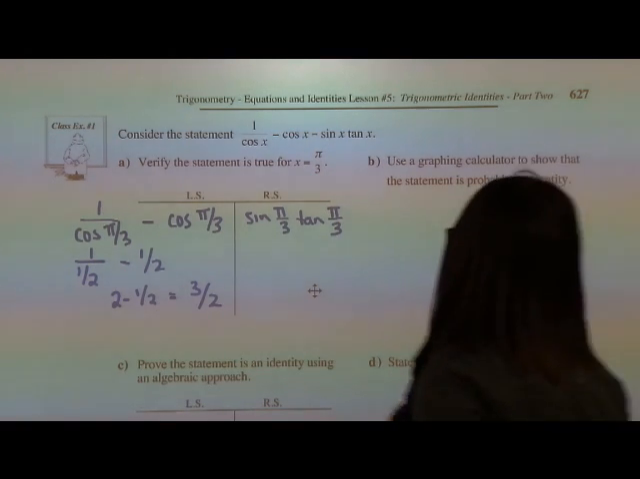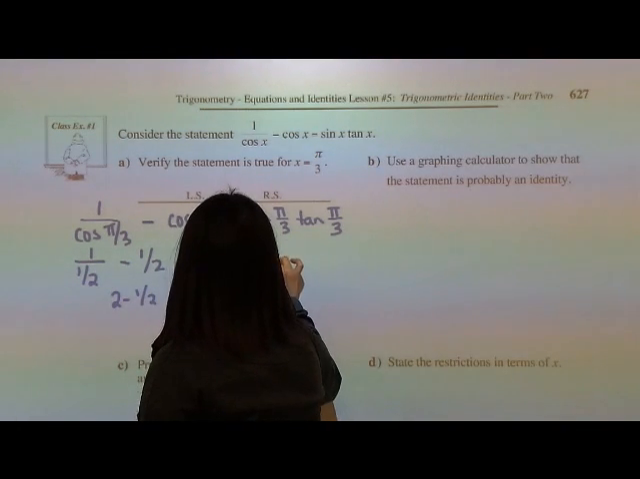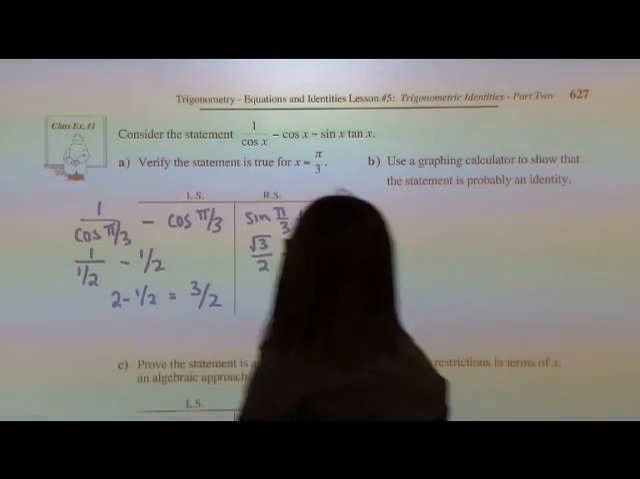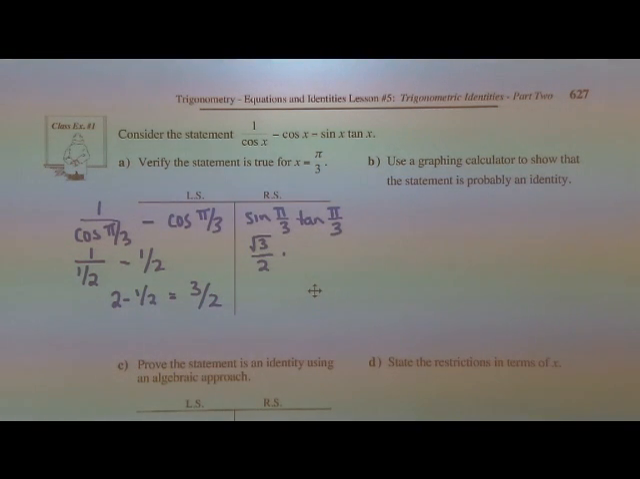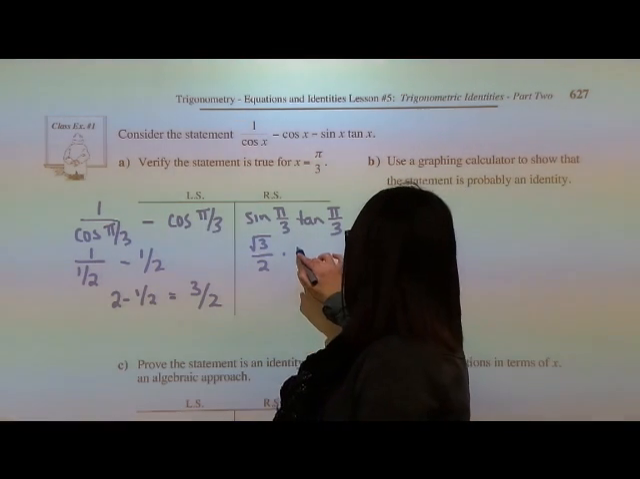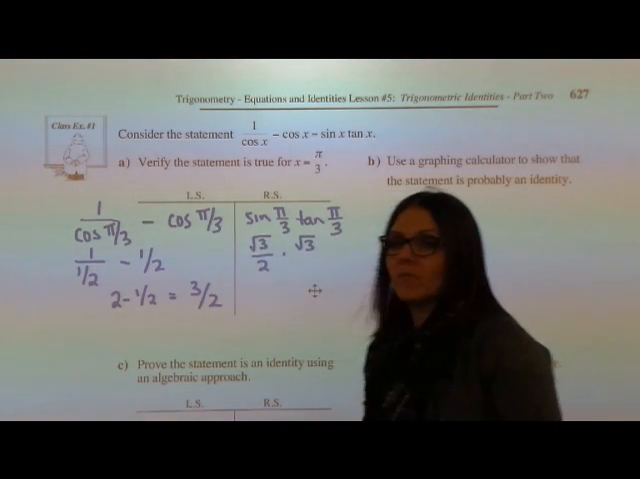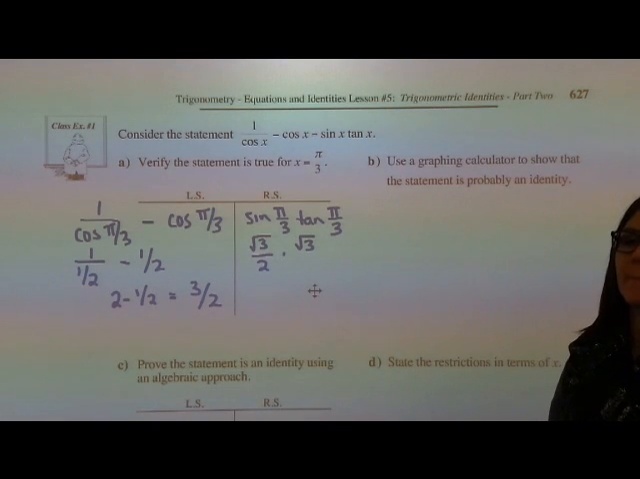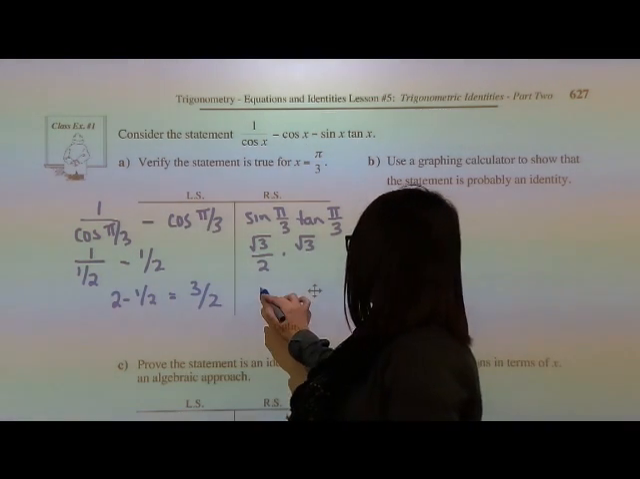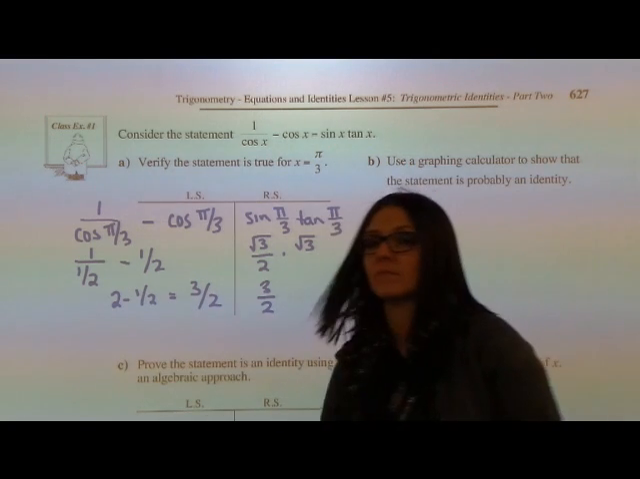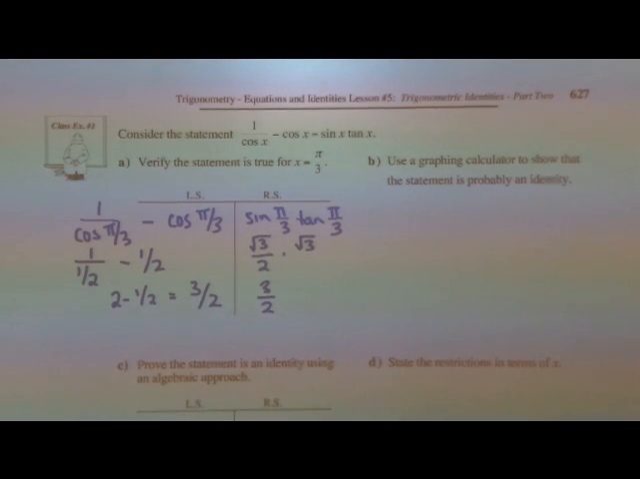3/2. Good. And what's tan pi over 3? √3. Good. And if I take √3/2 and I multiply it by √3, what do I get? 3/2, because the roots would cancel out. Okay. How could I use the graphing calculator to show that this is an identity?